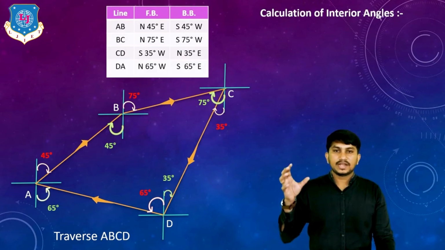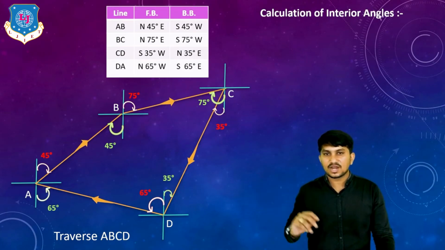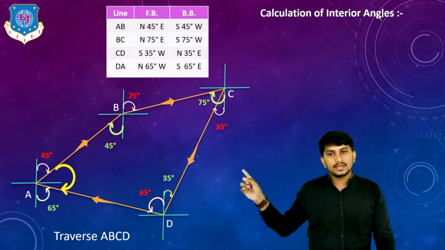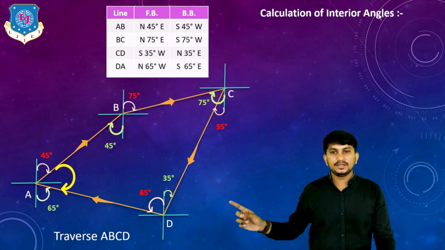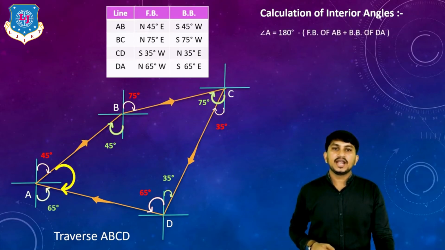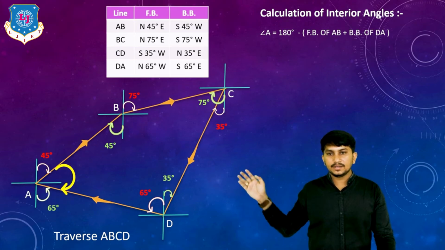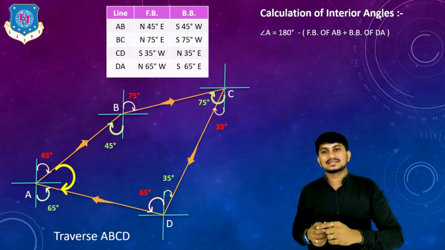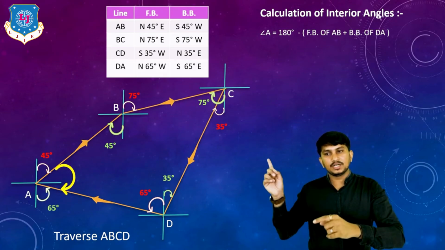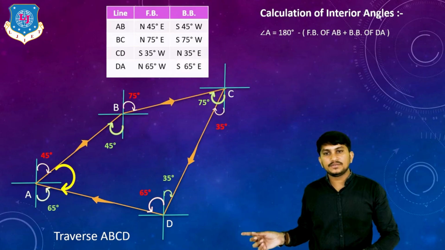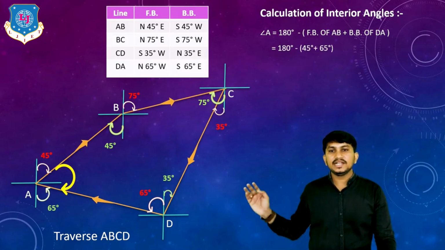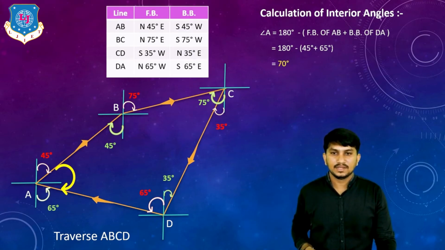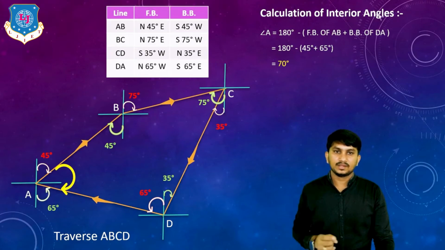After drawing the traverse, we can calculate interior angles by using this traverse. First we will find angle A, which is shown by yellow sign. This is the interior angle A. Interior angle A can be found by 180 degree, because there are two quadrants, total is 180 degree, minus fore bearing of AB, which is 45 degree, and back bearing of DA, which is 65 degree. So 180 degree minus 45 degree minus 65 degree is equal to 70 degree. This is the interior angle A.